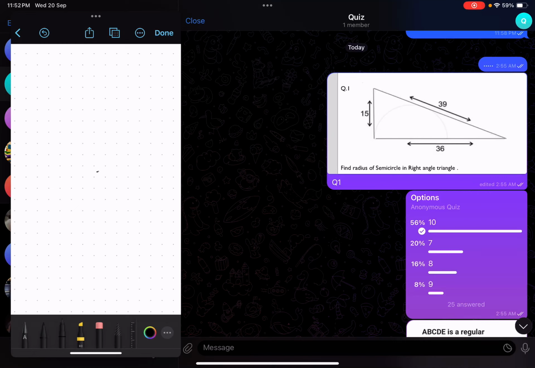Okay, so let us go to this question, the question of today's quiz. Find the radius of the semicircle in a right angle triangle. Okay, so this is the figure. In this, what people will generally do is find the similar triangles. But I follow a different way.